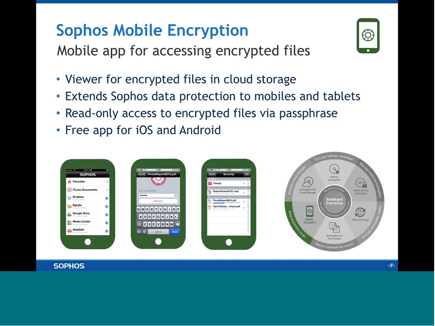Complementary to this is something called Sophos Mobile Encryption. This is a mobile application that we have for iOS and Android that gives us access to encrypted files. So if your users are using Dropbox or Egnyte, you can see on the lower left there the different platforms that are supported. This is a utility that's going to give you access to those encrypted files by entering the correct passphrase. And again, it's a free application you can use in conjunction with Sophos Safeguard for Cloud Storage.